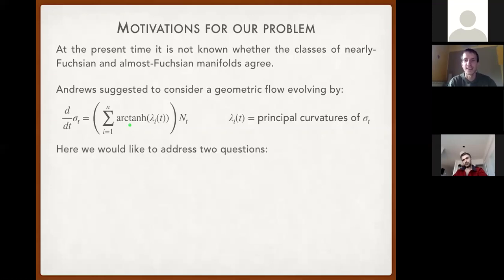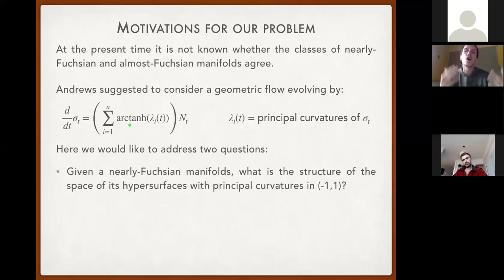So in fact, there are two questions which I want to address in this talk. The main question is this one. We don't know if this class of nearly-Fuchsian is the same as almost-Fuchsian. But the question we started with is, we would like to understand, if you consider all the hypersurfaces which have principal curvatures in (-1,1) in your nearly-Fuchsian manifold, what can we say about the structure of the space of all these hypersurfaces with bounded principal curvatures? Can we somehow look at them all together? Can we say something about the space? This is very vague for the moment. I will be more precise.